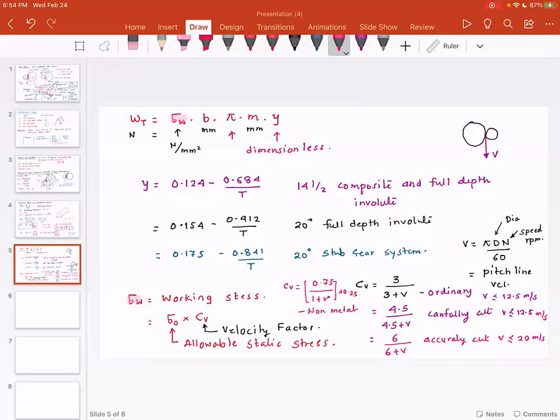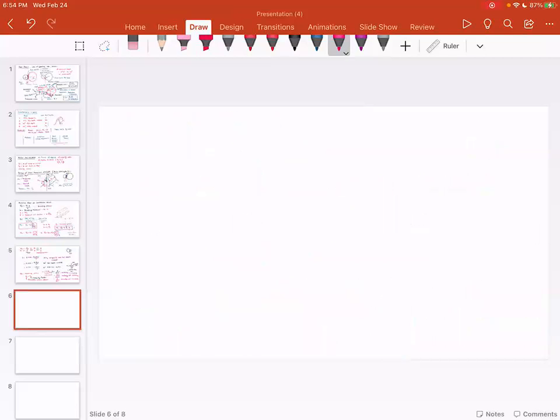And what we will do is we'll take multiple examples. We'll look at different types of gear profiles. We'll look at different types of gear trains, how they are used, and in that case, what CV to use, that will be clear. Now, the next question is, how do we find out the value of sigma O? And this is an important question.